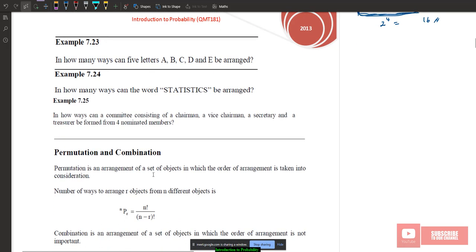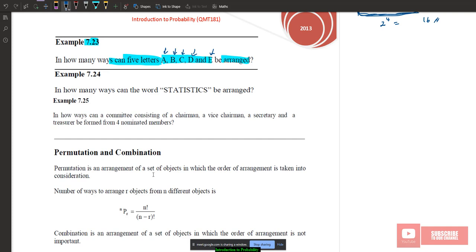Now, in example number 7.23, we want to know how many ways 5 letters A, B, C, D and E can be arranged. The first condition is to look at each letter and check whether there is any repeated letter. A, B, C, D, E have no repeated objects. These are distinct objects, the objects are unique.